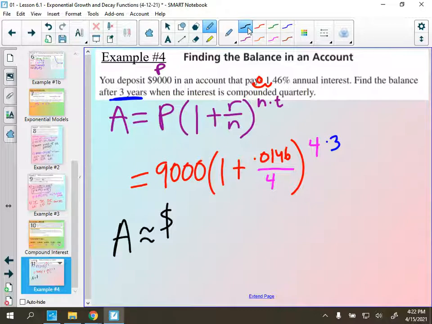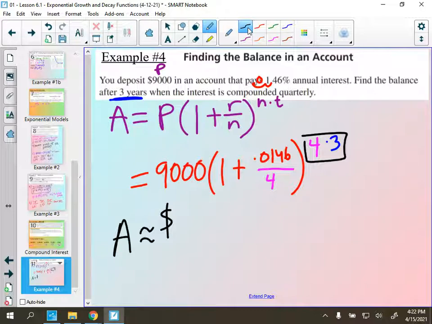1 plus 0.0146 divided by 4. Let's close up those parentheses. This is one I would probably just leave as 12, or do 4 times 3, which we all know hopefully is 12. So to the 12th power. If it was a bigger calculation, you'd want to use parentheses around your exponent as well.